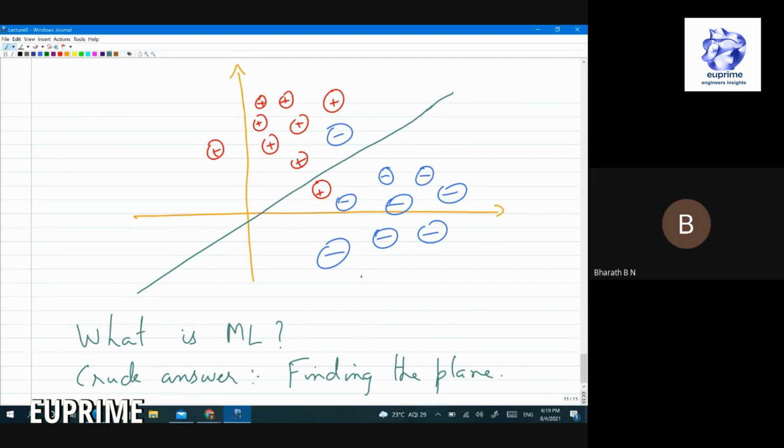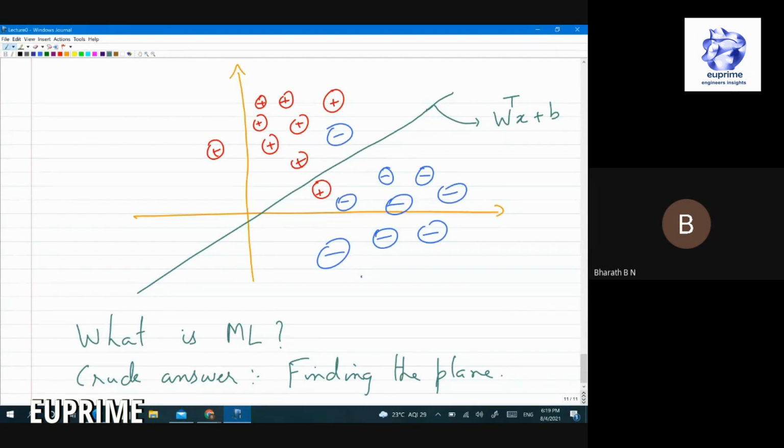So I can write it as W transpose x, where W is like a, b, c. So the equation of the plane would be W transpose x plus b. It's almost like mx plus c. Why this represents a plane is something that we will look at when we study linear algebra. So this is the equation of a plane.